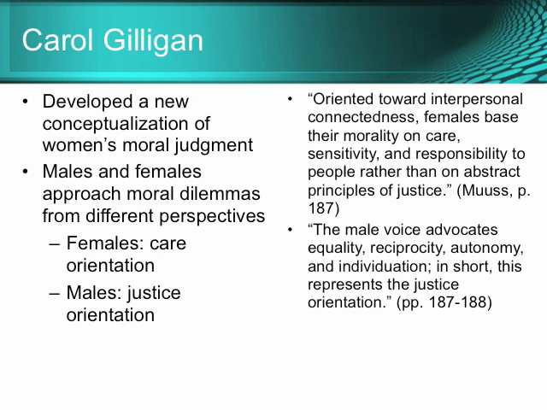Gilligan proposed that females are more oriented toward interpersonal connectedness, and females base their morality on care, sensitivity, and responsibility to people rather than on abstract principles of justice. And she believed that the male voice advocates equality, reciprocity, autonomy, and individuation. In short, this represents the justice orientation.